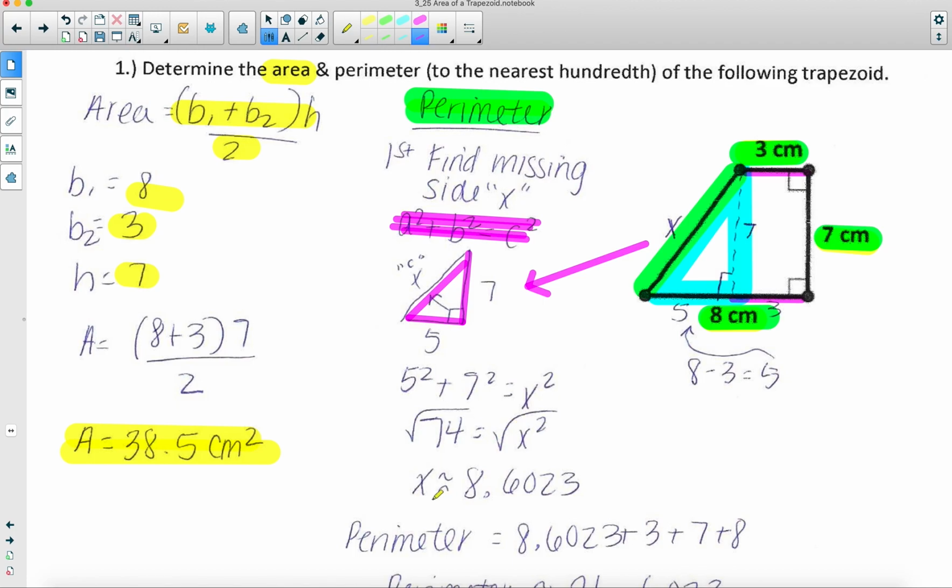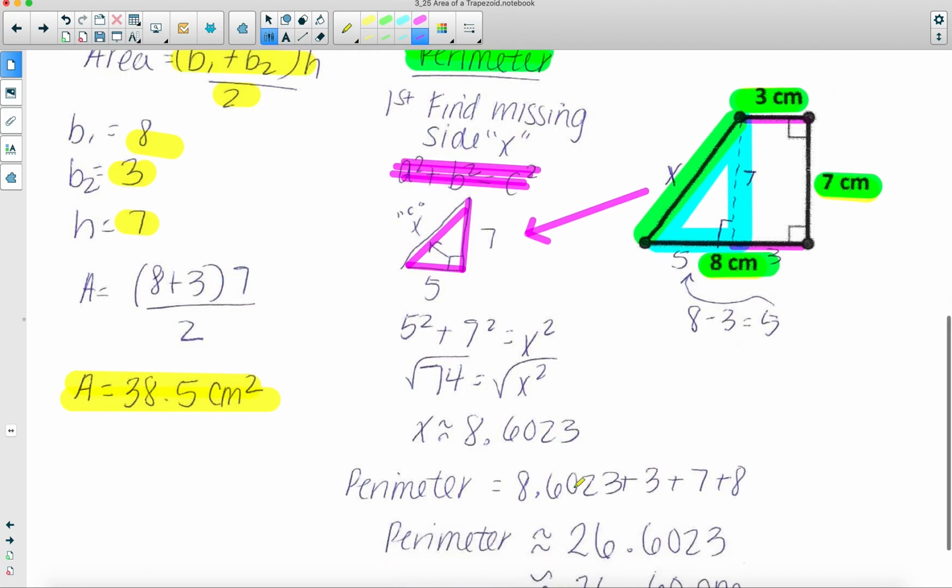Take the square root, and x is approximately, now remember, it says the nearest hundredth up here. Hundredth is 2 decimal places out. I don't round until the very end, so I'm going to round this to approximately 8.6023. All right, so that had my approximation. That's what the squiggly lines mean, the squiggly equal sign.